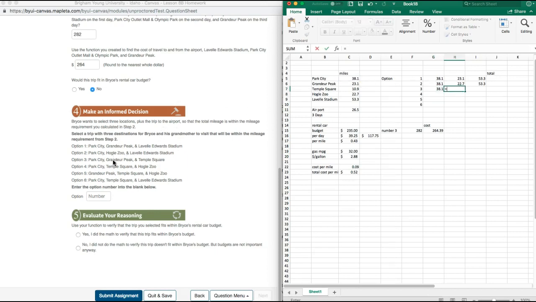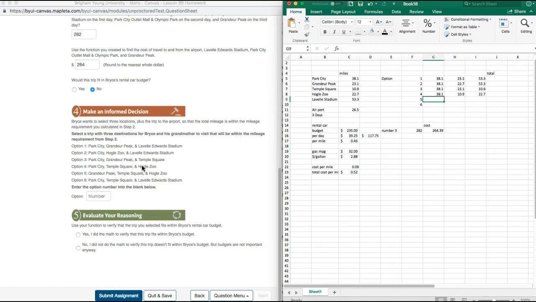This one is Grandeur Peak. And the last one is, we're on option 3, Temple Square, which is here. Okay, and then option 4, Park City, again, Park City, he must really want to go there. And then the second place, option 4, is Temple Square. And then option 4, third place is the Hogle Zoo here.